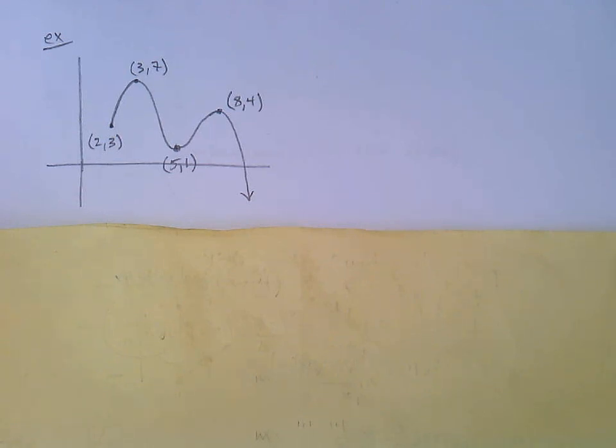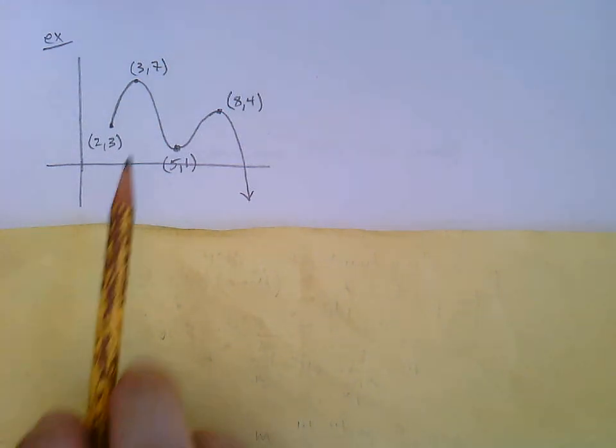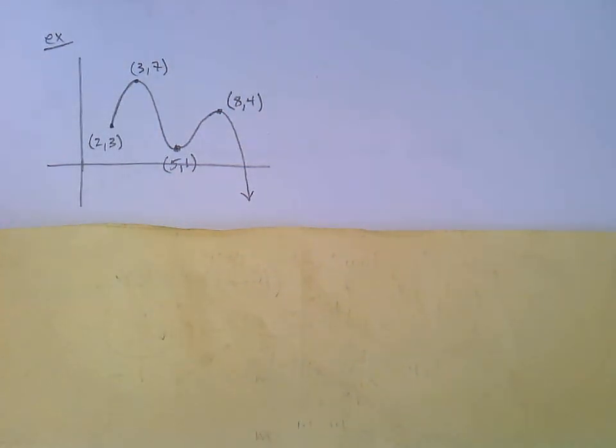So let's start with the absolute max. What is the absolute max of that function? Well, what was the definition again? It's the highest y value on the entire function. Well, the highest y value, of course, is the 7. So the absolute max here is 7.